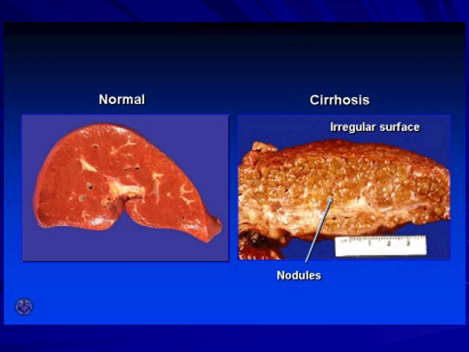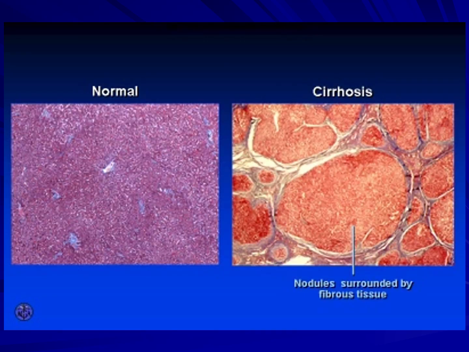On the left side, you will see the normal morphology of a liver. On the right side, you see a cirrhotic liver with nodules and fibrous tissue. On this slide, you will see the normal histology of the liver on the left side, and on the right side, you see nodules surrounded also by fibrous tissue.